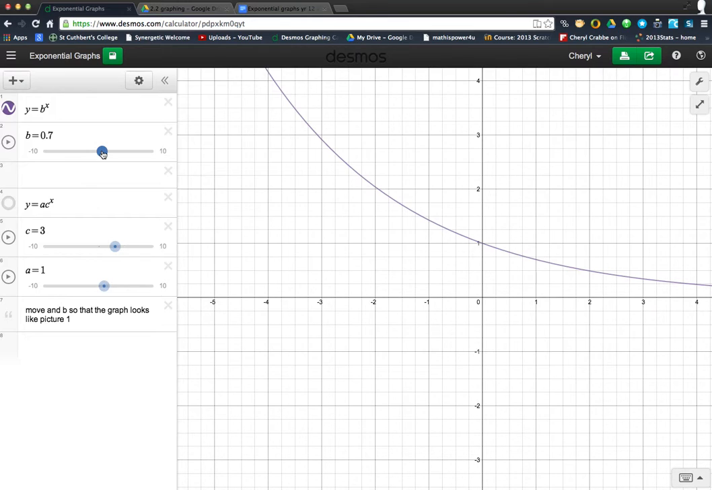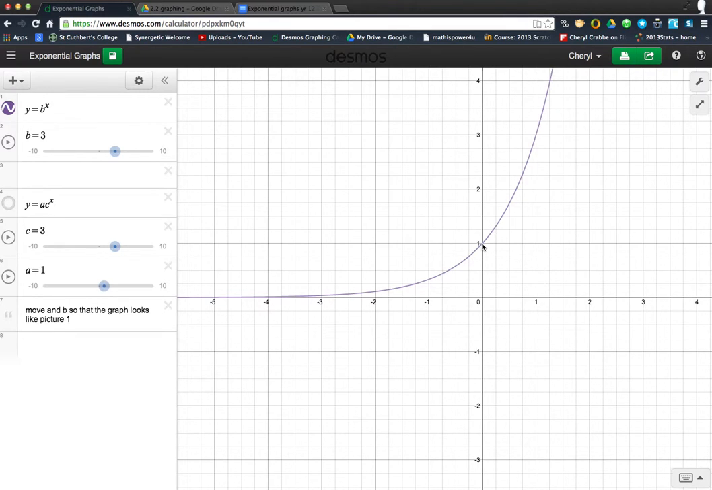And we don't want to go into negatives. So b less than 1, but greater than 0, is a decay curve. B greater than 1 just keeps getting steeper and steeper and steeper. Okay? So those are the features of an exponential graph.